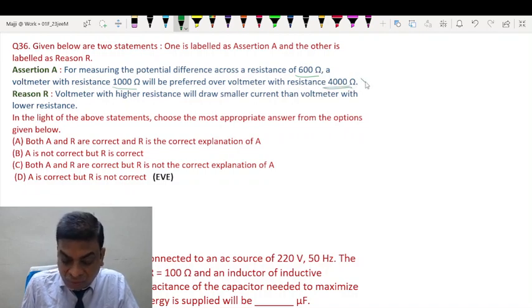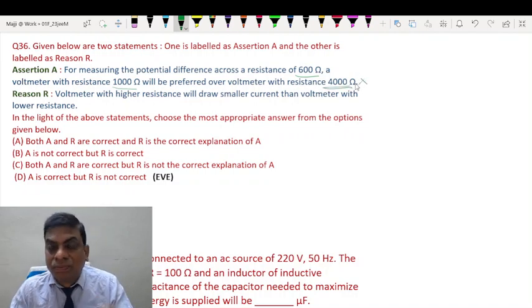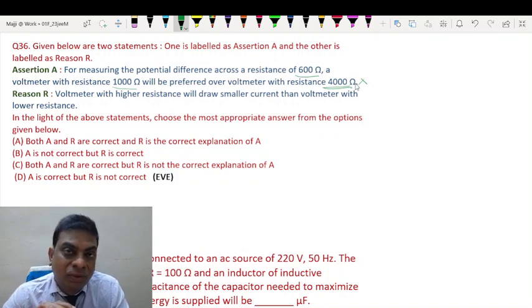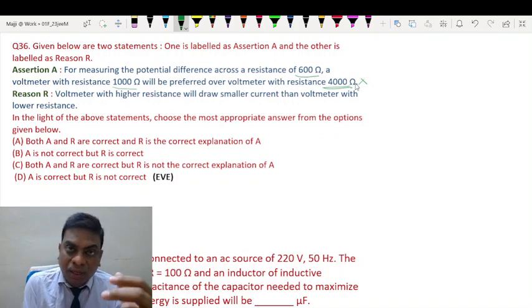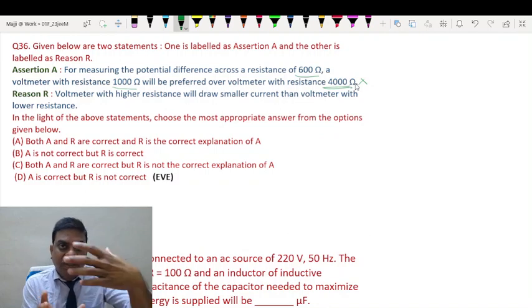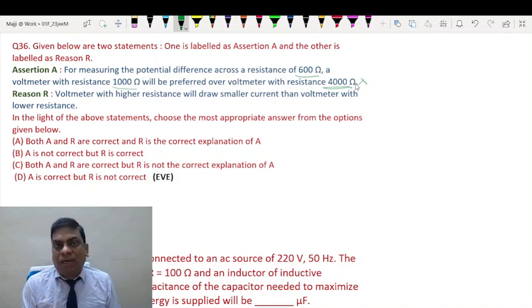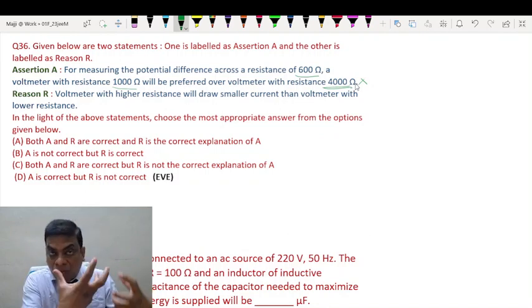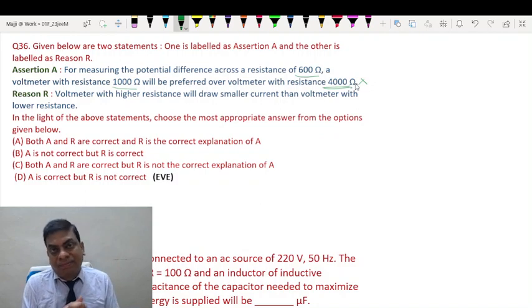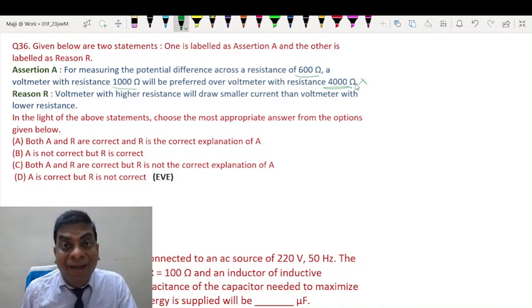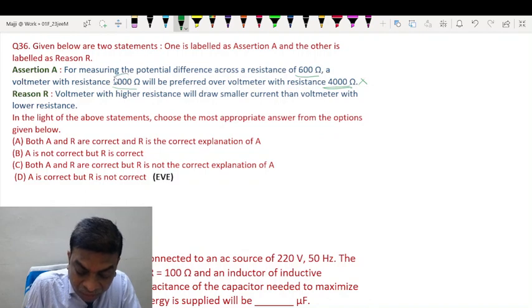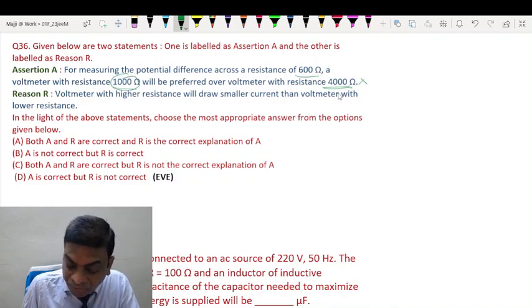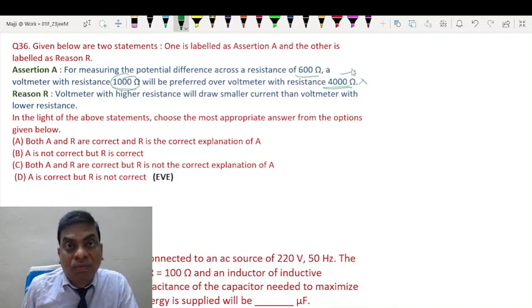This is wrong, students, because as we know that ideally a voltmeter should have infinite resistance, because when you connect the voltmeter in parallel with the element across which you are about to find the voltage, the voltmeter should draw minimum current, and that happens if voltmeter has infinite resistance, it will draw practically negligible current. So voltmeter should have high resistance.